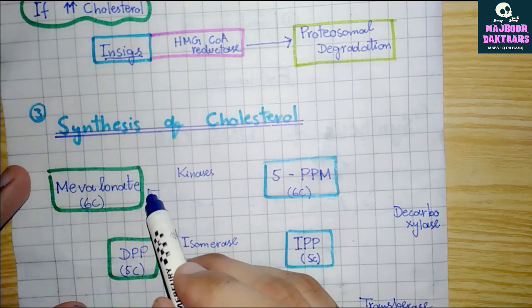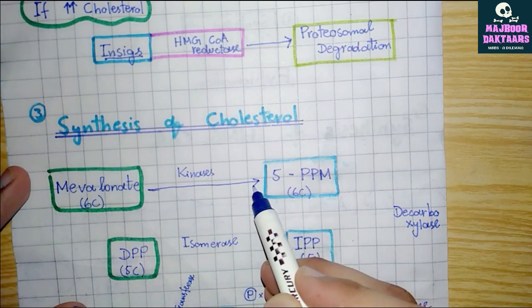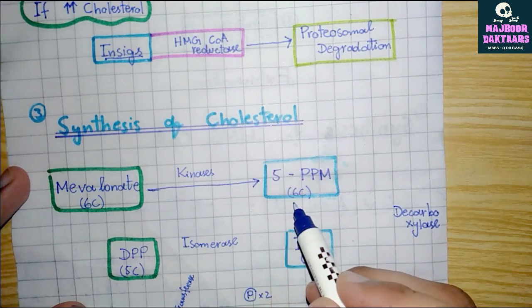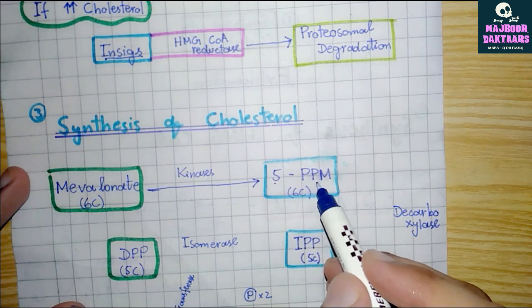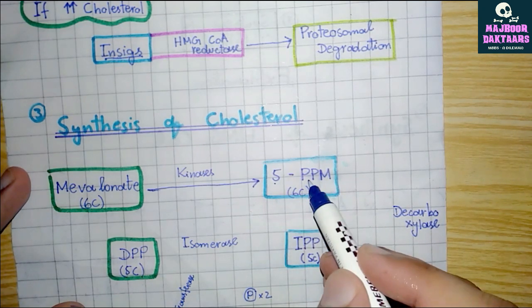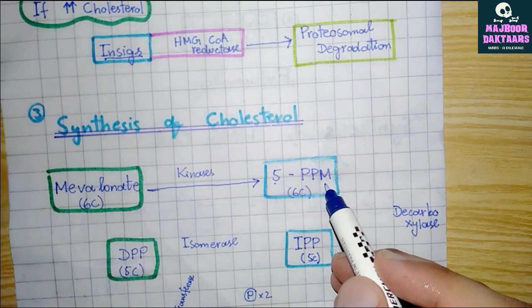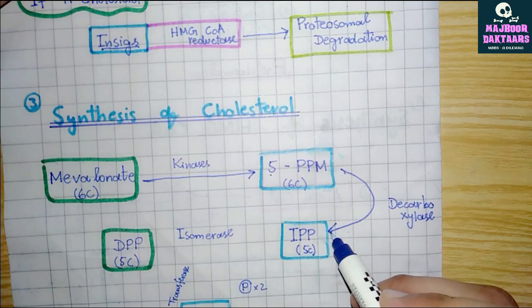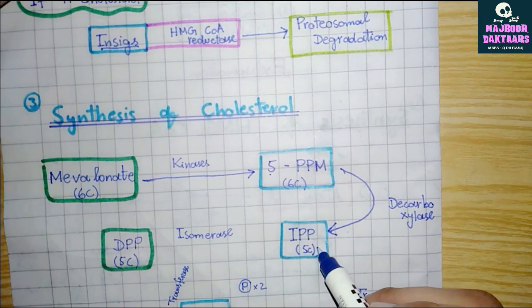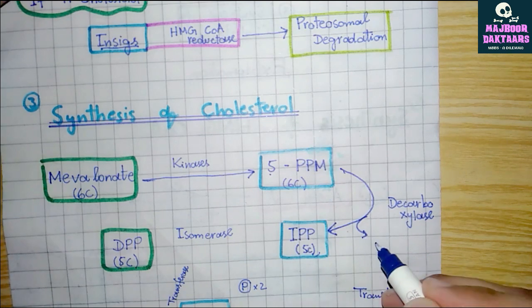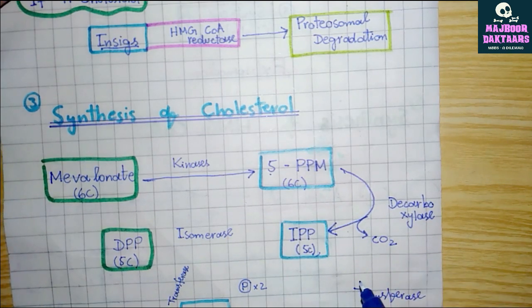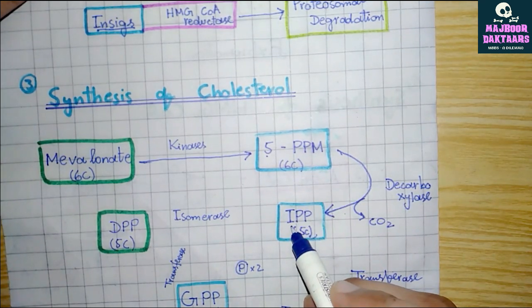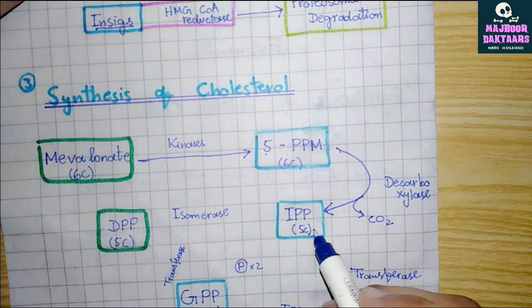Now mevalonate is acted upon by a kinase which adds the phosphate to it and converts it into a 6 carbon compound known as 5-pyrophosphate mevalonate. Now since it's a 6 carbon compound, when it undergoes decarboxylation by a decarboxylase enzyme, it is converted into a 5 carbon compound. One carbon is removed as carbon dioxide. So from pyrophosphate mevalonate, it converts into isopentenyl pyrophosphate, which is a 5 carbon compound.